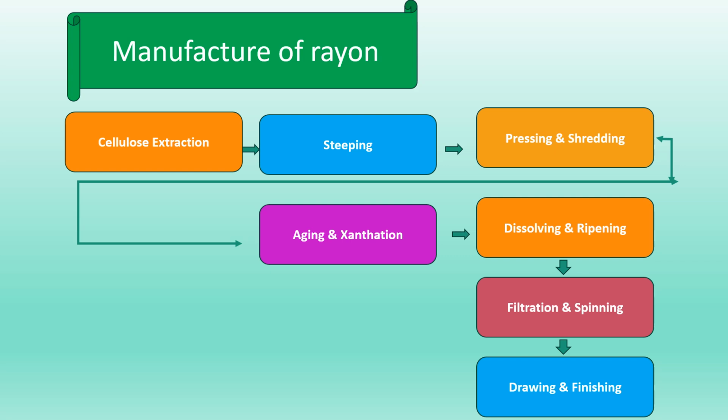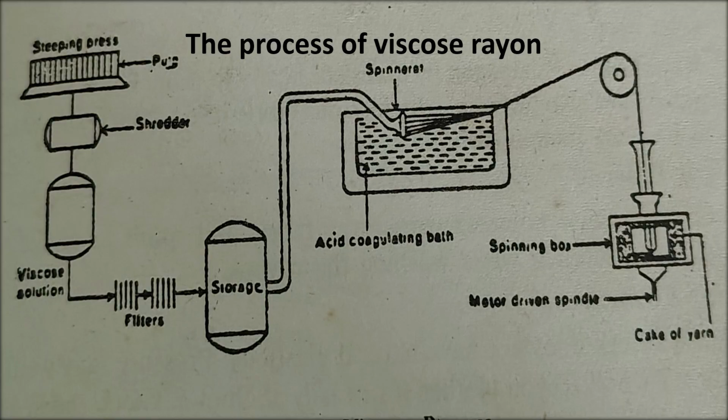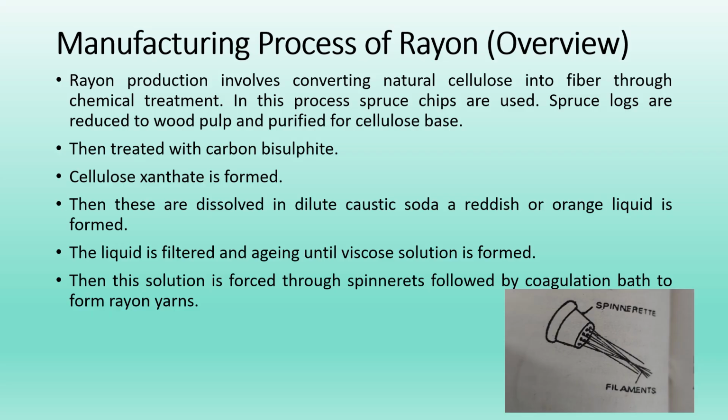Steps involved in the manufacture of viscose rayon are cellulose extraction, steeping, pressing and shredding, aging and xanthation, dissolving and ripening, filtration and spinning, drawing and finishing. This picture explains the process of viscose rayon at industrial level. Let us see the manufacturing process of viscose rayon.